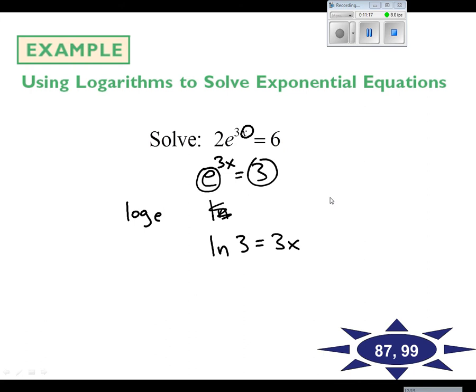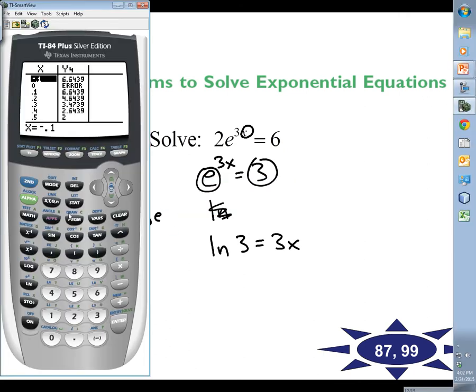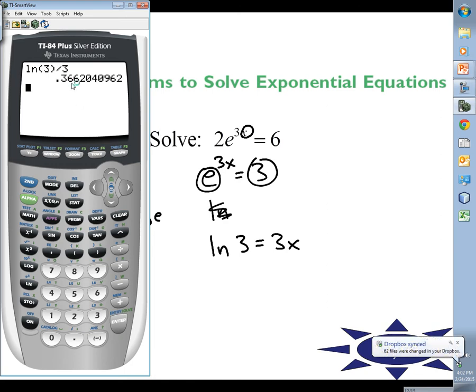So, where's our calculator? There we go. So, plug in natural log of 3. We're going to divide by 3. And there you go, 0.367. Sorry, 0.366. Try problem 87 and 99.